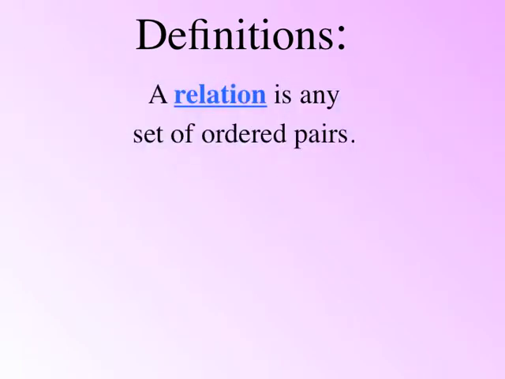A relation is any set of ordered pairs. So basically that means any random set of ordered pairs that you are given or that you pull off of a graph makes a relationship. And if you think about it, a relationship is how the two variables on the graph are related, how the x-axis and the y-axis are related.